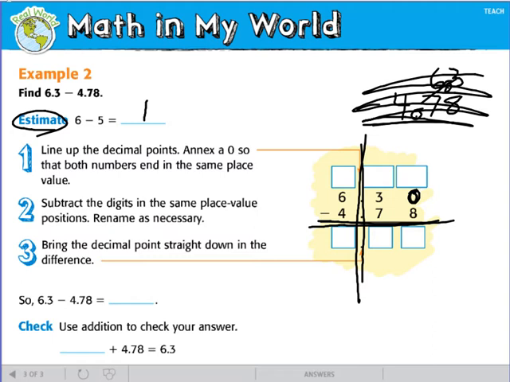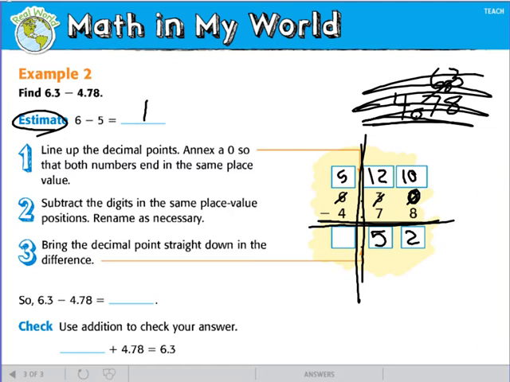Now, 0 subtract 8. Can't do it. So we get rid of our 3, make it a 2. Our 0 becomes a 10. 10 subtract 8 equals 2. 2 subtract 7. Can't do it. So we regroup again. Make our 6 a 5. 12 minus 7 is 5.